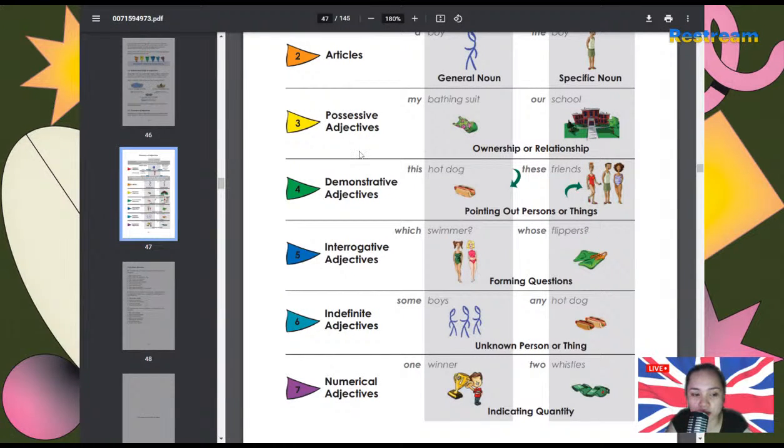For the next one, we have the interrogative adjective. This time, the interrogative adjective is for asking a question. These are used to ask, and this is a type of the interrogative pronouns. So we have which and whose, to identify or modify the noun. We have which swimmer. So is it Ben, or Anna, or Maria, for example?